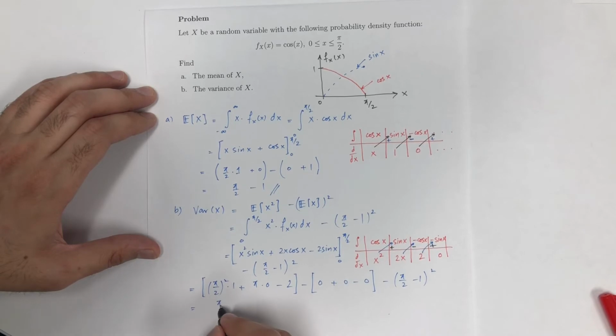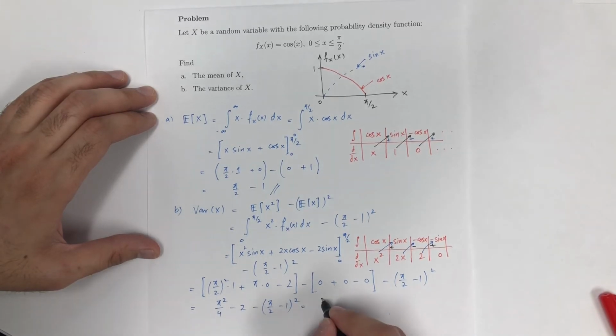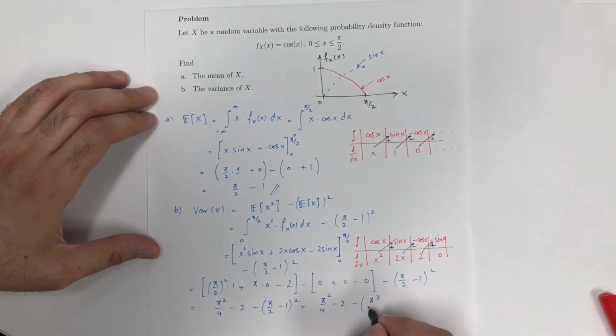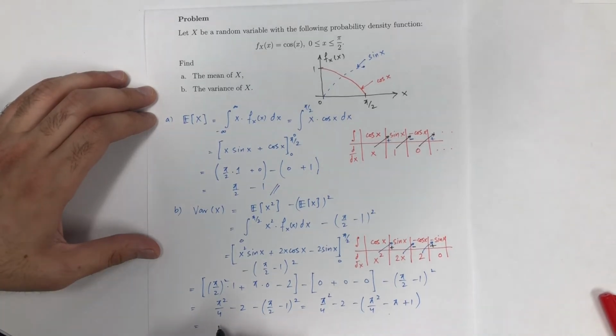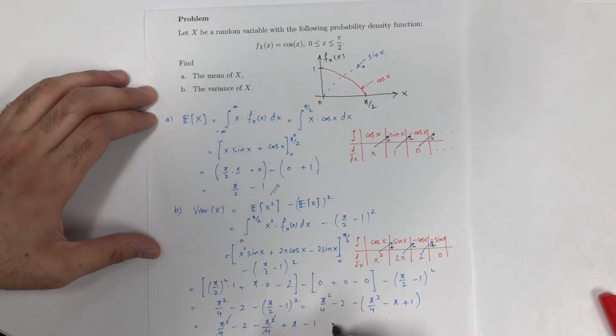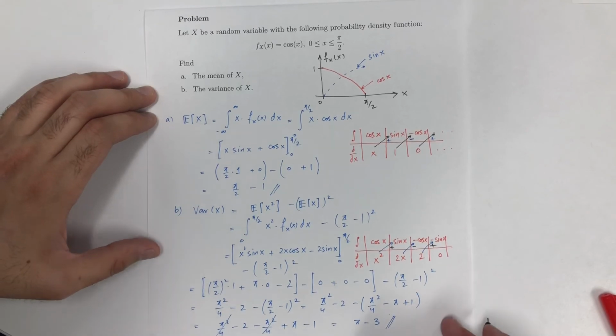So this turns out to be pi squared over 4 minus 2 minus pi over 2 minus 1 whole squared, which is pi squared over 4 minus 2 minus pi squared over 4 minus pi plus 1, which will be pi squared over 4 minus 2 minus pi squared over 4 plus pi minus 1. So these two terms cancel out, and what you're left with is pi minus 3. So that's the answer.